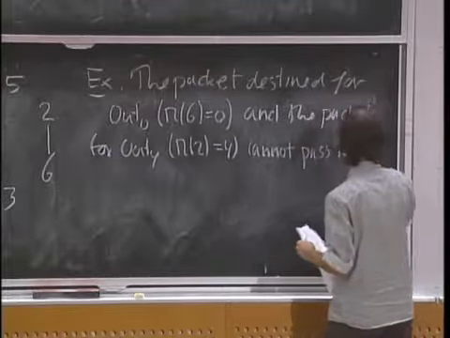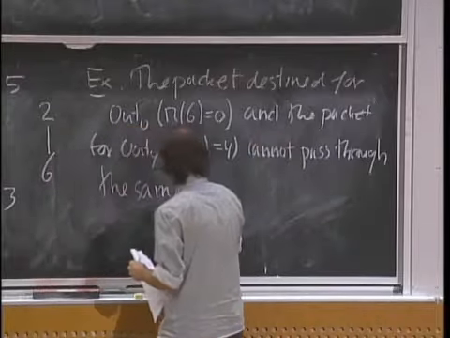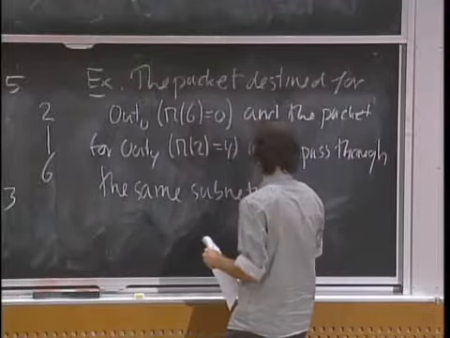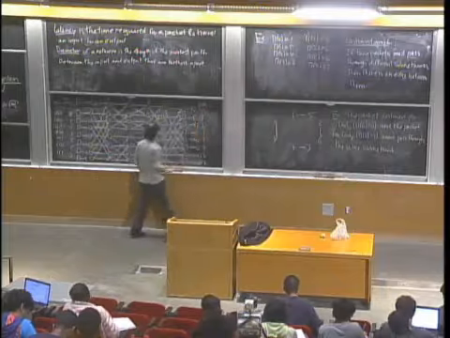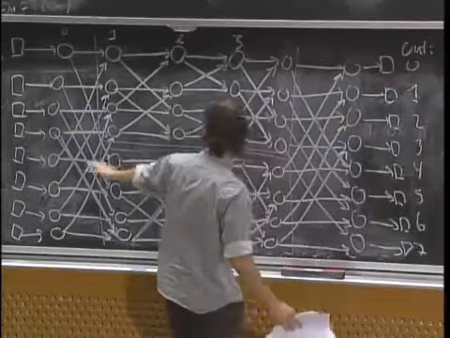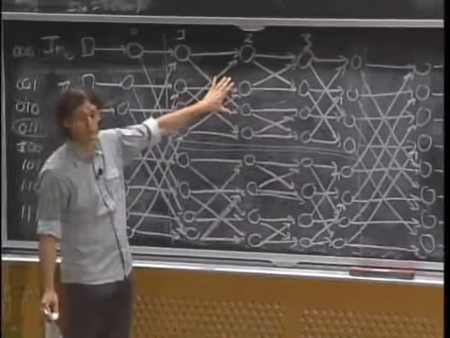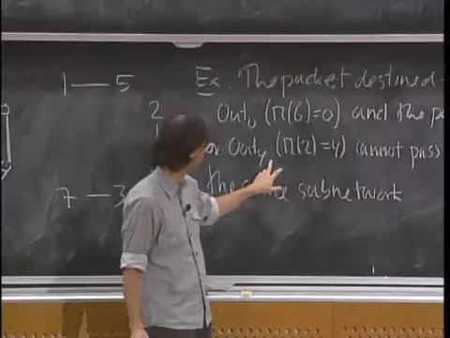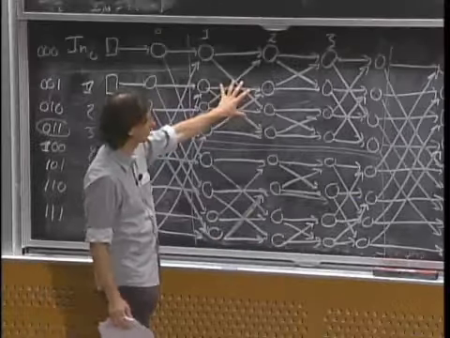cannot pass through the same subnetwork. So why is this? Let's look at this particular example. So output 0 comes from packet 6, somewhere over there. Now suppose packet 6 was routed through the red network, and at the same moment also output 4, the packet that is destined for output 4, which is packet number 2. Suppose packet 2 was also going through the red network.